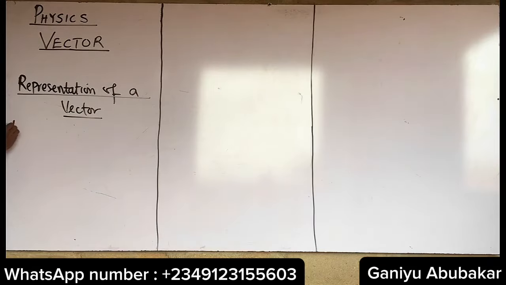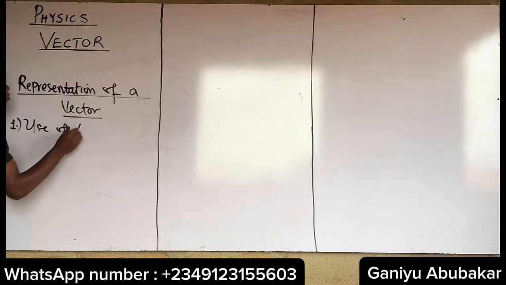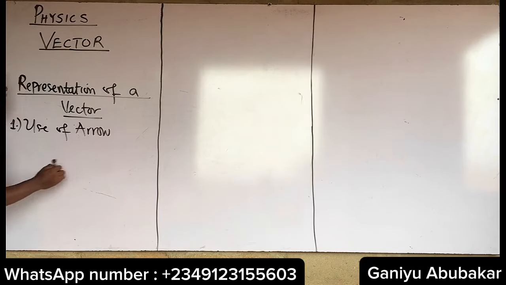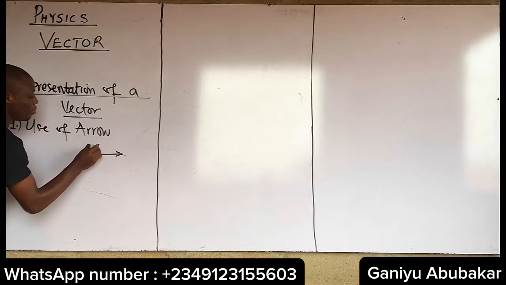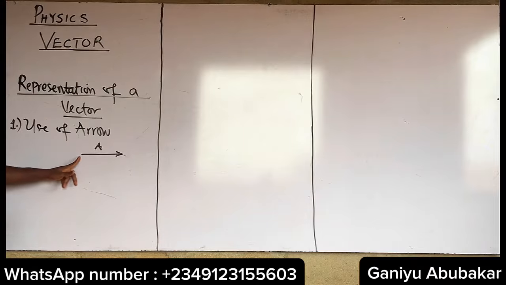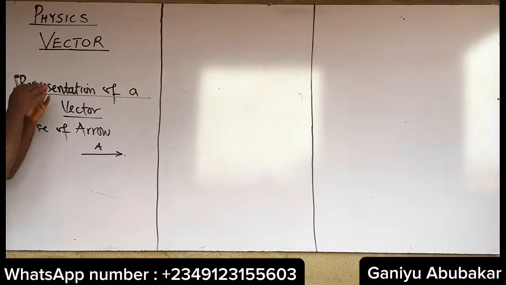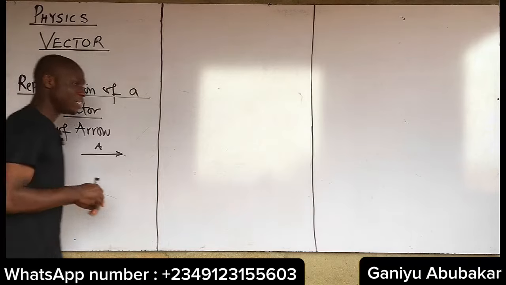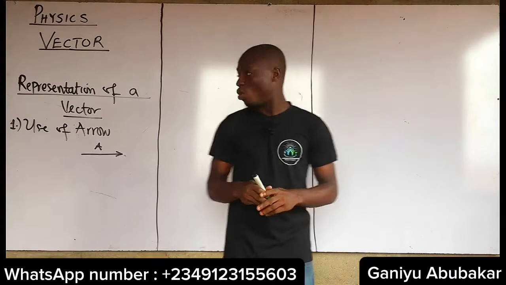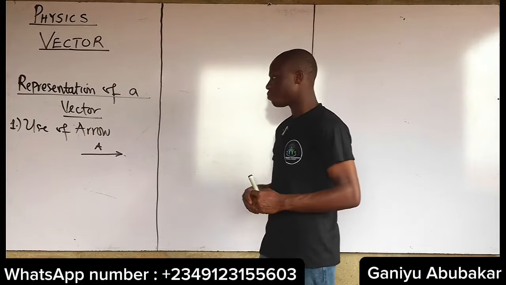Number one is called the use of arrow. As in this case, let's say I have a vector A. So the use of arrow is a means of representing a vector. Let's say we are using vector A, for instance. This is the first representation of a vector, the use of arrow, as you can see.